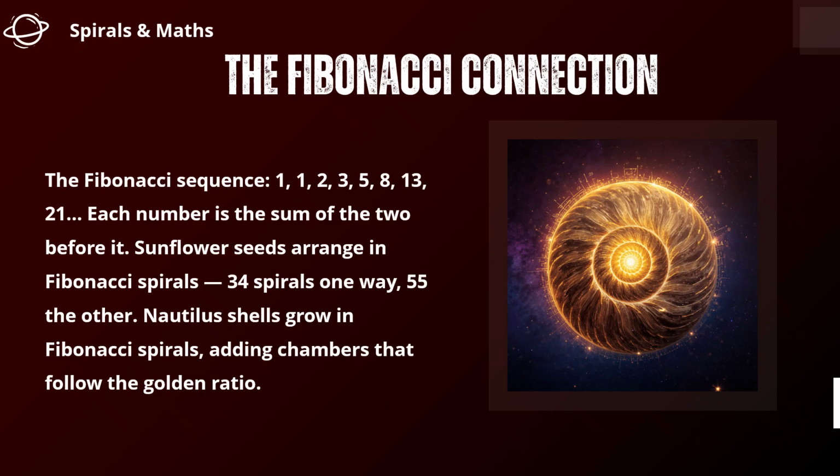Sunflower seeds arrange in Fibonacci spirals, 34 spirals one way, 55 the other. This packing pattern maximizes seeds in minimum space. Nautilus shells grow in Fibonacci spirals, adding chambers that follow the golden ratio. Nature's mathematical blueprint for efficient growth is seen in these spirals, right?